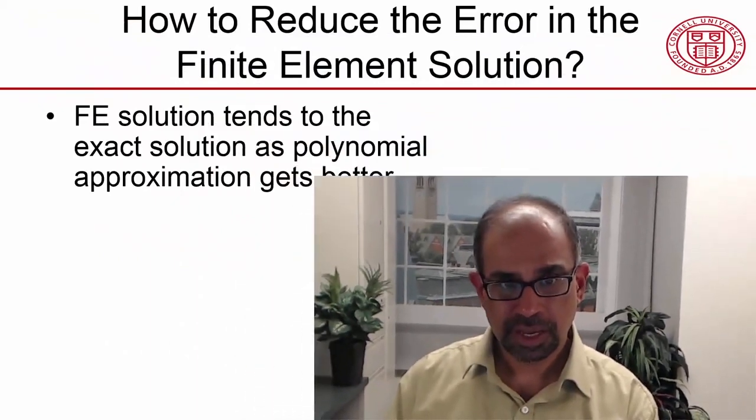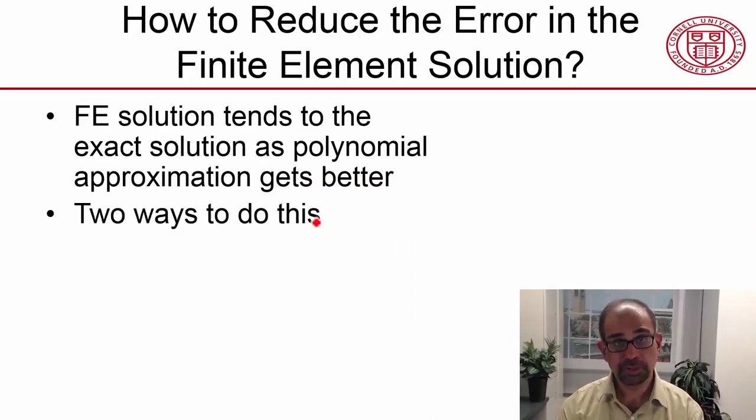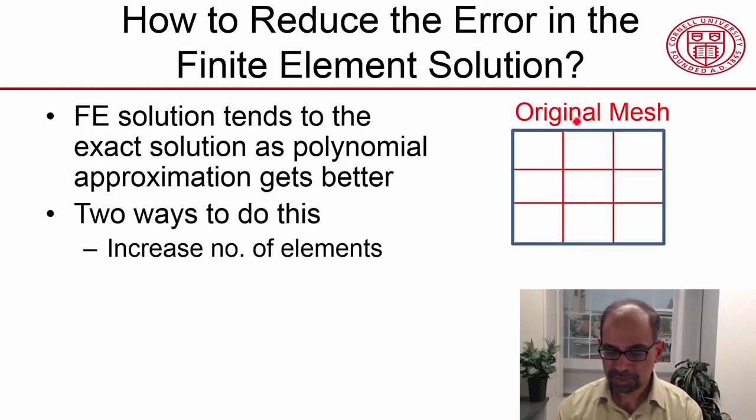How to reduce the error in the finite element solution. As we saw in the big ideas, the finite element solution tends to the exact solution as the polynomial approximation gets better. Two ways to do this. First is to increase the number of elements. This is, I think, intuitive to most of us.